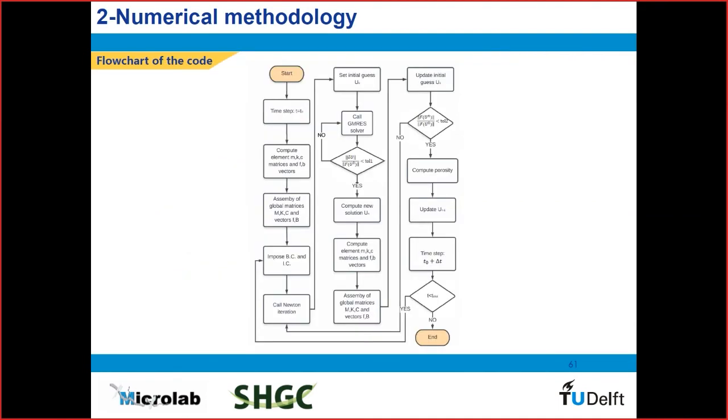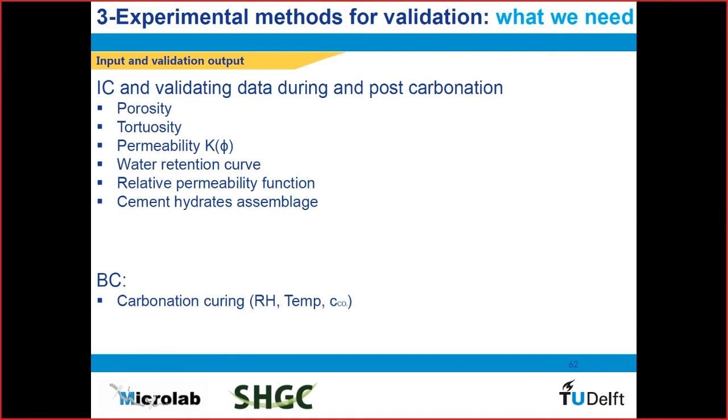So this is the flowchart. If any of you is interested, you can check it up in the slides. So we wanted to validate the method, and what we need as input is, of course, the porosity. In some cases, in this case, we include the tortuosity, the permeability, the water retention curve, which basically tells you how the capillary pressure varies with the moisture content, the relative permeability function, and the initial cement hydrates assemblage. And of course, you need a well-defined experiment with certain boundary conditions, such as the concentration of CO2 in the environment, the relative humidity, and the temperature of the experiment.